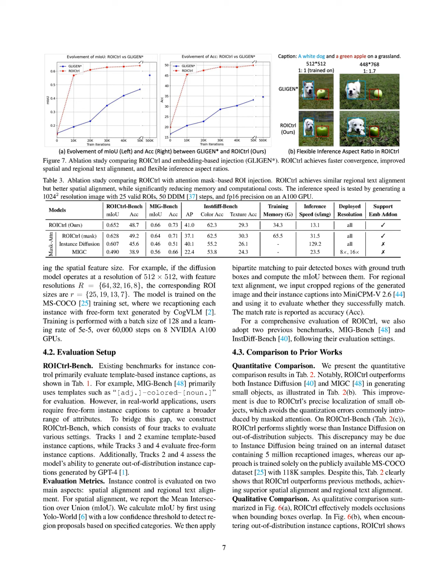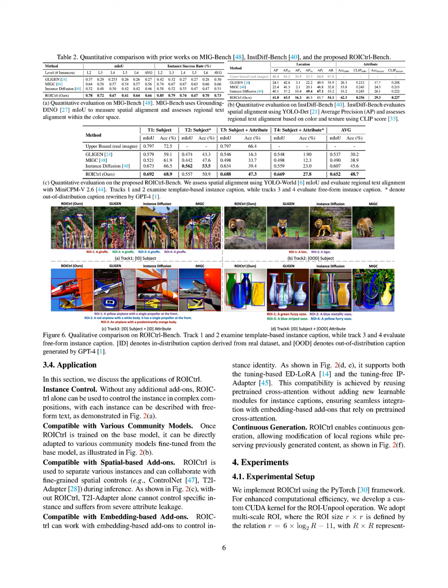Performance metrics included spatial alignment, measured by mean intersection over union, MIOU, and regional text alignment, assessed through accuracy rates using Mini-CPM v2.6. Additionally, ROICtrl was compared against existing benchmarks, such as MIGBench and InstDiffBench, demonstrating superior performance in generating small objects and maintaining better spatial and regional text alignment. This rigorous evaluation framework effectively showcased ROICtrl's capabilities in multi-instance generation and its compatibility with various community models and add-ons.